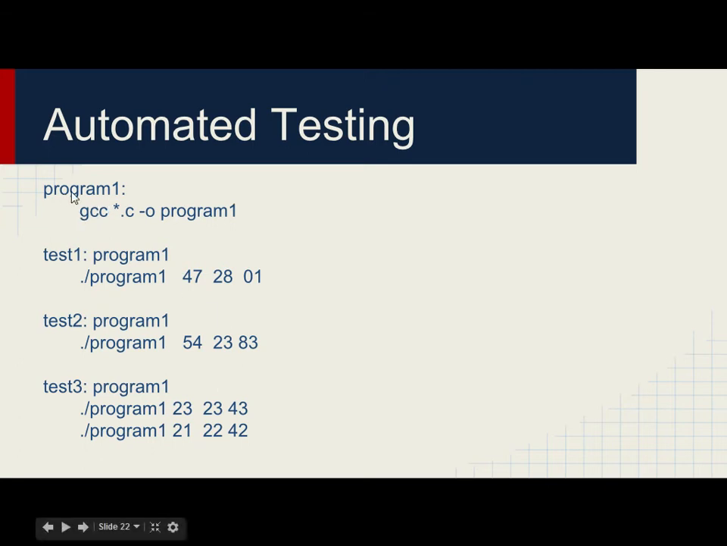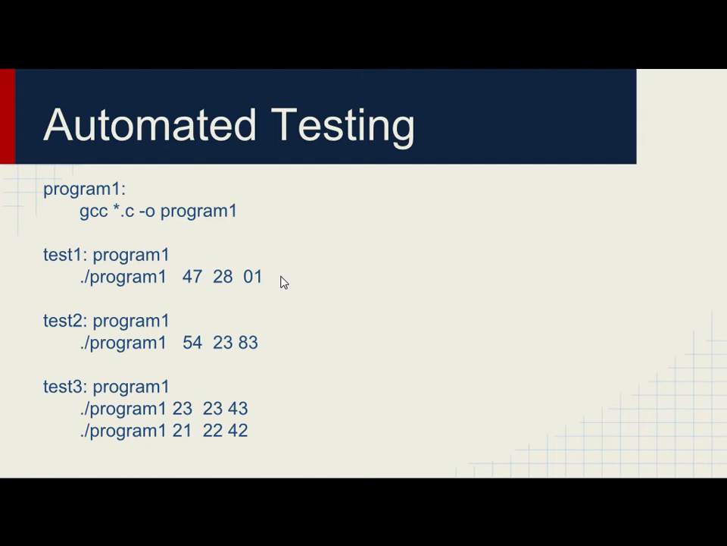So this first line, I have a really basic compile command. So it compiles it. And then I have test 1, 2, and 3. Each test depends on program 1 being done, so it makes sure that program 1 is compiled first before it can actually run the test. Running the test in this example program takes 3 inputs from standard in, so you can do that inside of the makefile as well. So ./program1 and then the 3 inputs, just like if you're in the terminal.